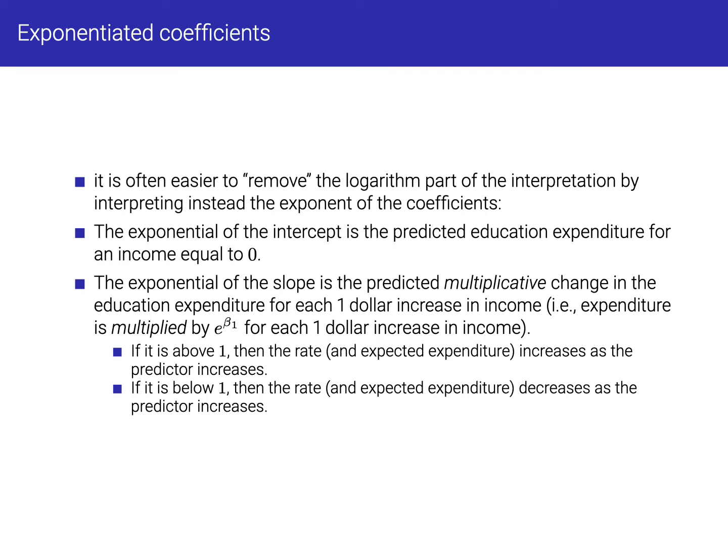And so usually, because it's a multiplicative change that we have here with exponential of the slope, then of course we will compare this exponentiated coefficient, right, exponent of the slope, with 1. Because if it is above 1, then the rate, and therefore the expected expenditure, increases as the predictor increases. Right? So it's multiplied each time by a value above 1, so it increases. But if it is below 1, then the rate, and therefore the expected expenditure, will decrease as the predictor increases.